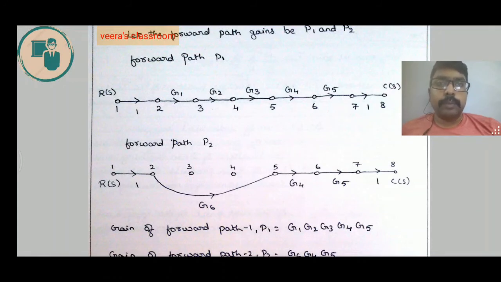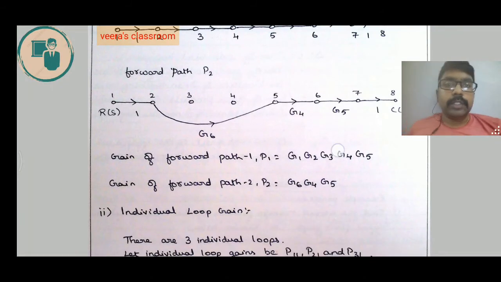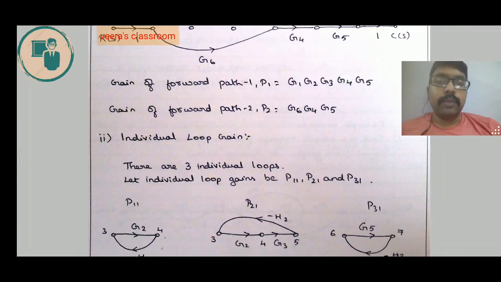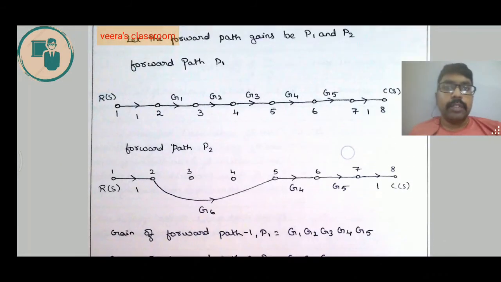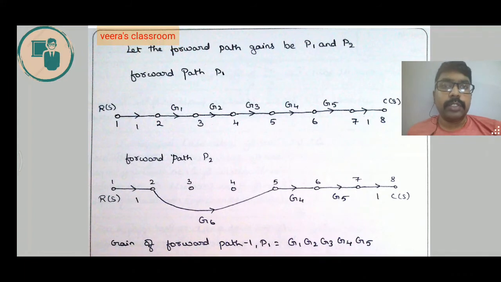So for forward path 1 we do not have any such thing. All the individual loop gains have a common node with the forward path, because the individual loops have nodes 3, 4, 3, 4, 5, 6, 7, and forward path 1 touches all the nodes. So we'll go for forward path 2, del 2.